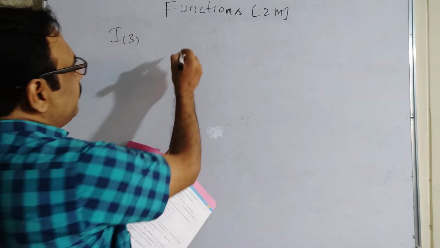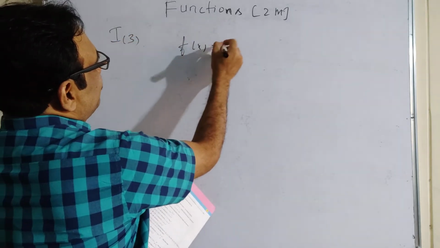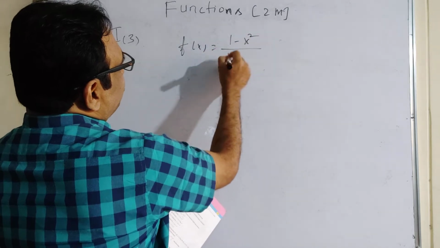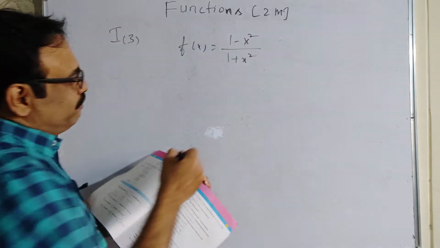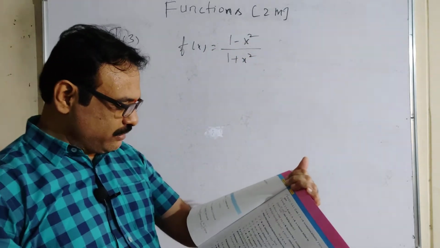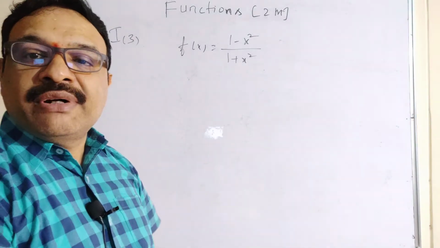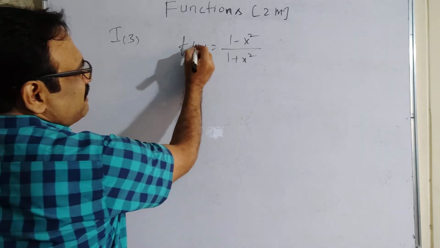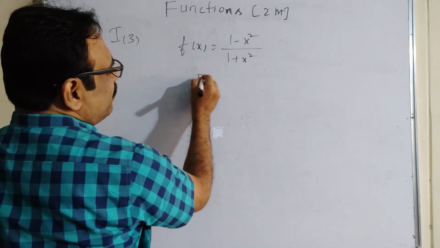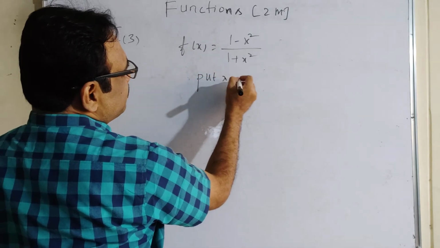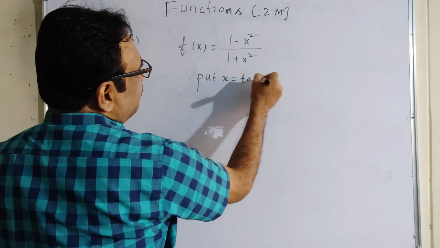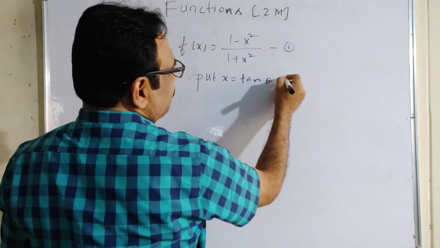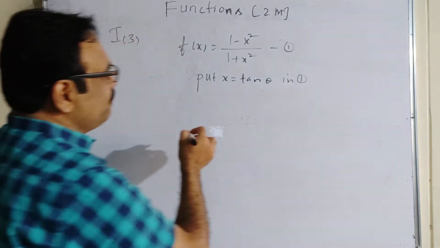What he has given, f of x is equal to 1 minus x square by 1 plus x square. We need to show that f of tan theta is equal to cos 2 theta. Now what is the very simple thing which we need to remember? You write put x is equal to tan theta. If I consider this as result 1, I'll be taking this as 1.